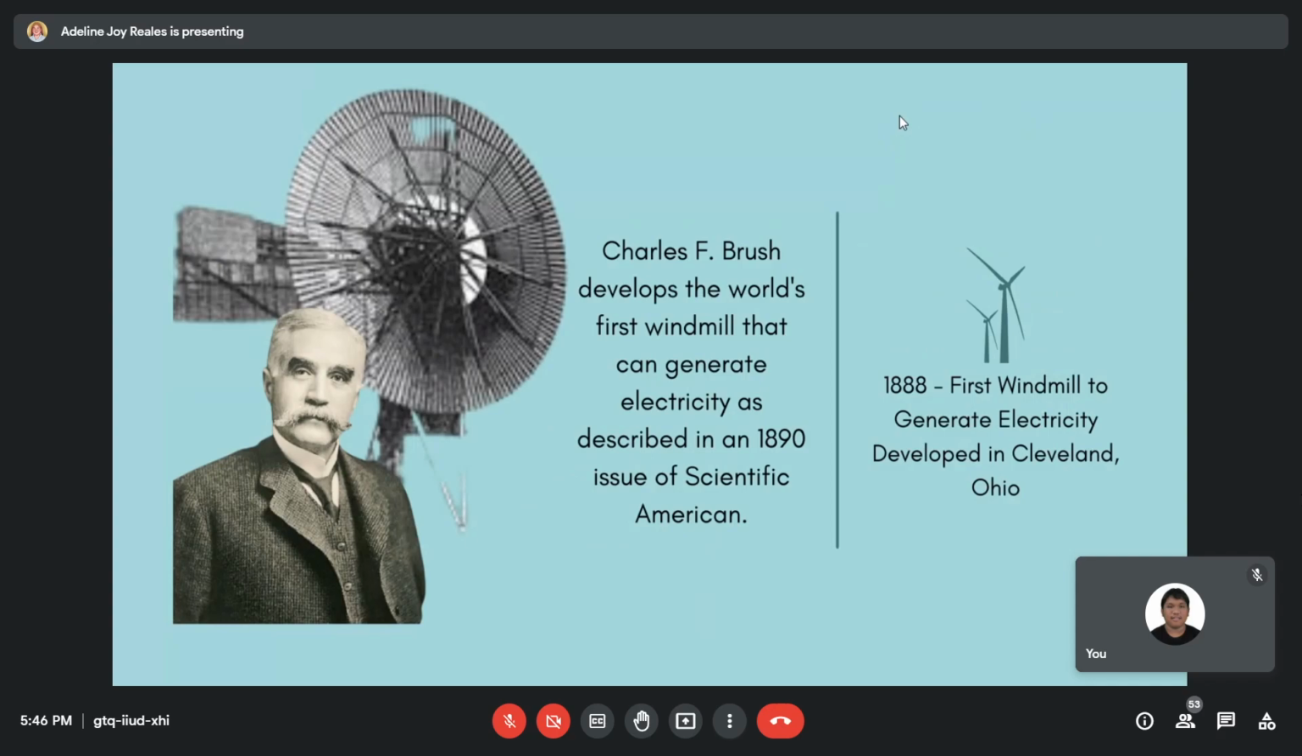In 1888, Charles F. Brush developed the world's first windmill that can generate electricity, as described in an 1890 issue of Scientific American.